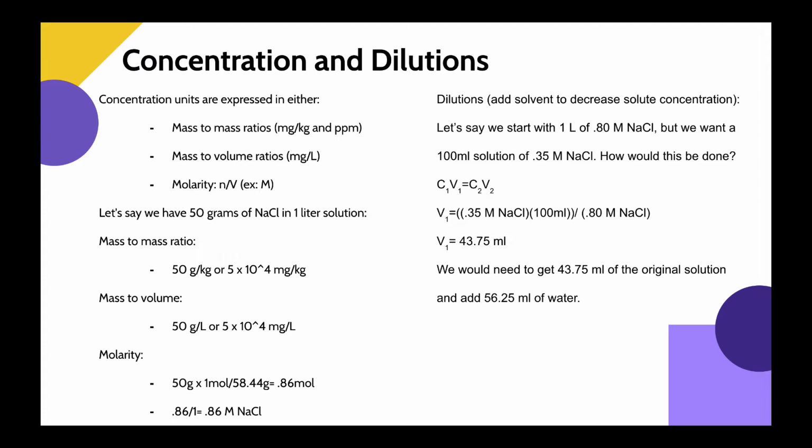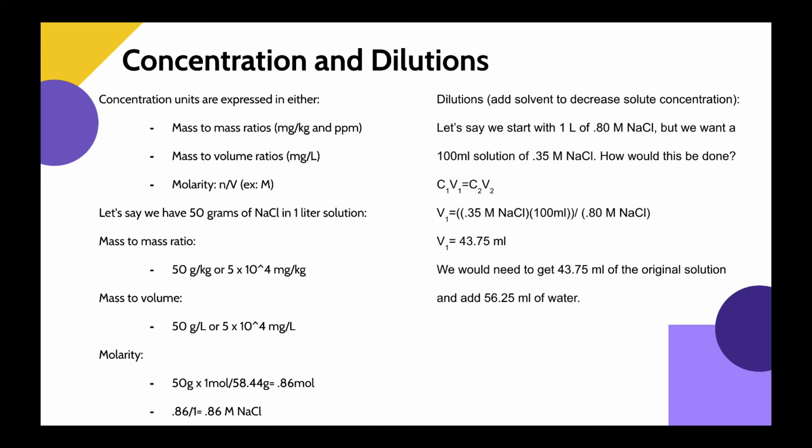So we're going to go ahead and start with concentration units and dilutions. Concentration units are expressed as either of the following. They can be expressed as mass-to-mass ratios, which is represented as milligrams of the solute over kilograms of the solution, so milligrams per kilogram, or they can be expressed as parts per million. Then moving on to the second form, being mass to volume ratios, an example would be milligrams per liter. And then the third is in terms of molarity, and this involves putting the number of moles of the solute over the volume of the solution, where the volume of the solution is usually represented as liters. And this is expressed with the uppercase letter M.